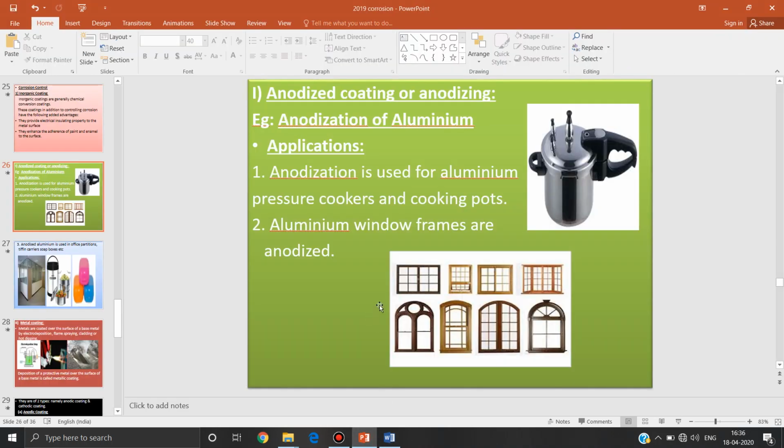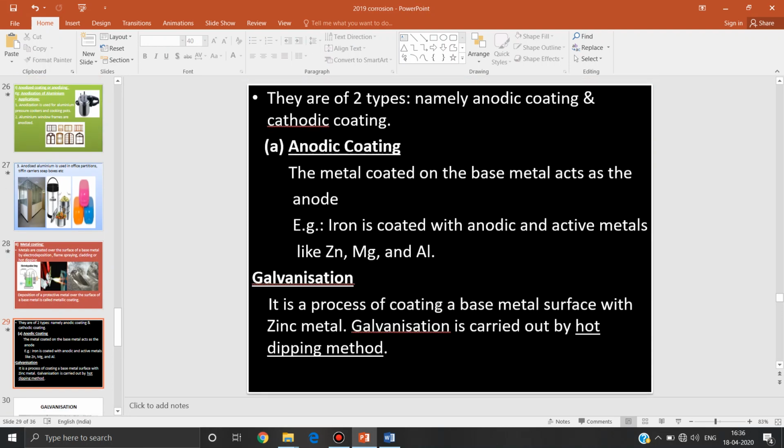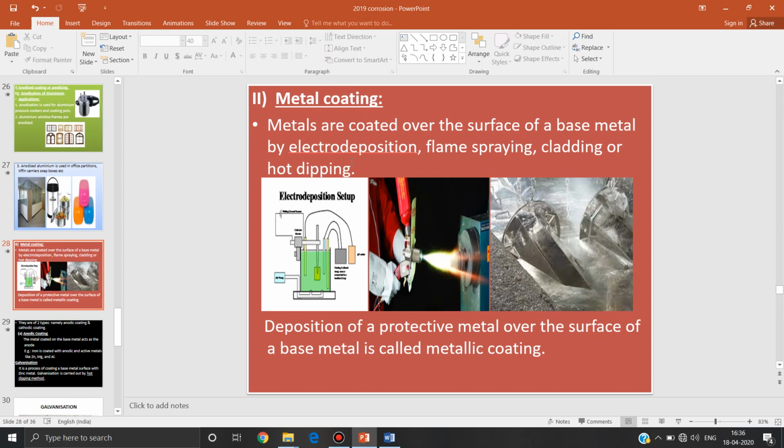Then next is metal coating. Under metal coating, there are two types. One is anodic coating and the other is cathodic coating. For anodic coating, the best example here is galvanization. We'll see one by one. Metals are coated over the surface of the base metal by electrodeposition or flame spraying or cladding or hot dipping process. So here deposition of a protective metal over the surface of a base metal is called metallic coating. You are coating one separate metal over the article surface, that is nothing but metal coating.